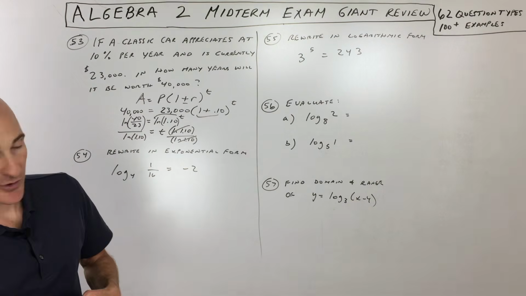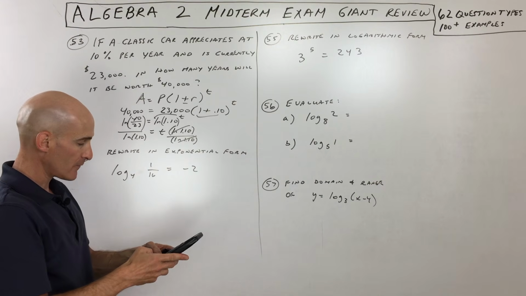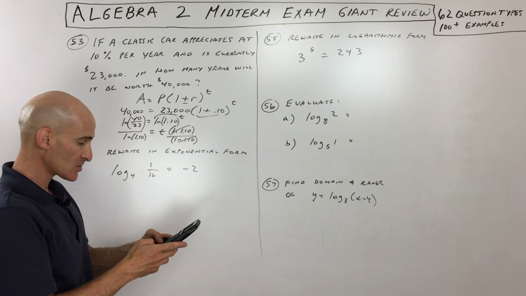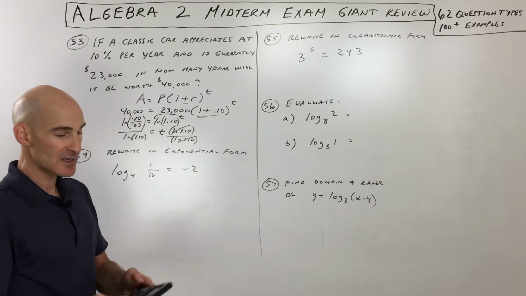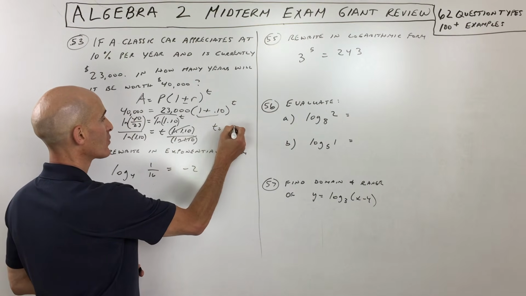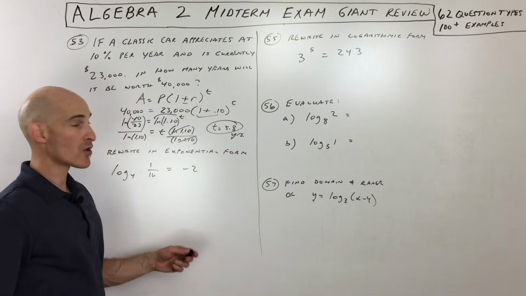Now let's go to the calculator and see what that comes out to. So we've got natural log of 40 divided by 23, all divided by the natural log of 1.10, and that comes out to 5.8 years. So that's what we're looking at. That's when it'll be worth $40,000, 5.8 years. Remember, you want to put your units if it's a story problem.